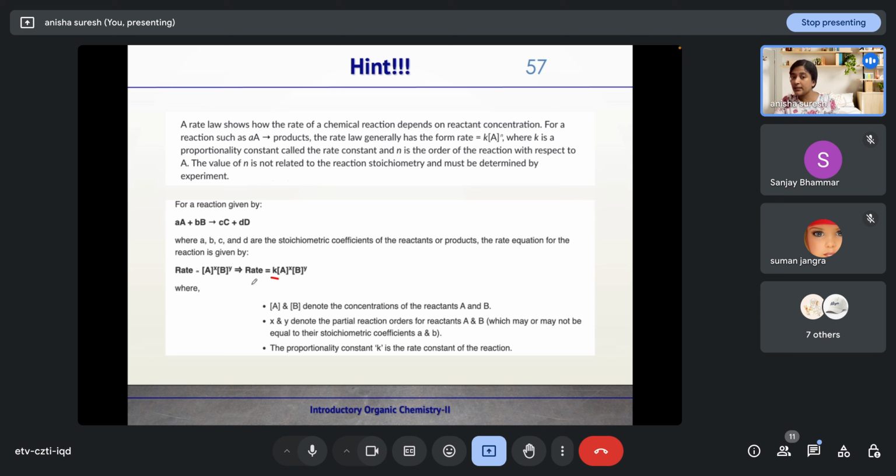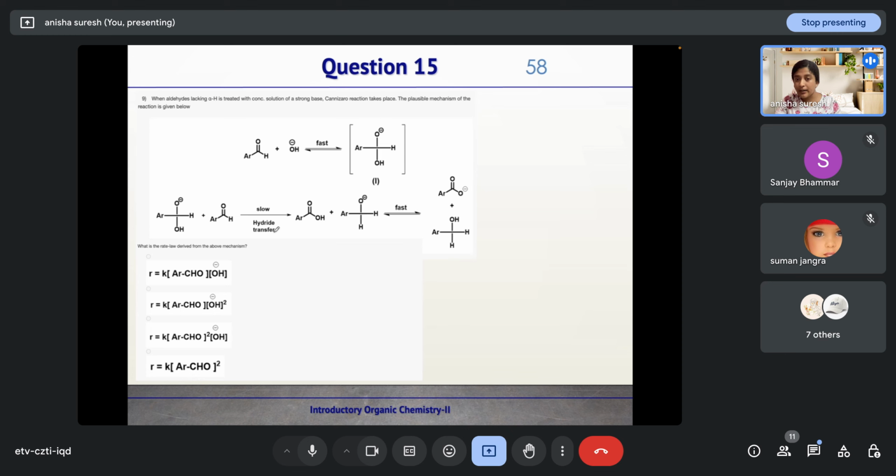So we will consider the concentration of the reactants while calculating the rate law. Here we should consider the slowest step of the reaction while determining the rate constant. So this is the slowest step of the reaction, and these are the reactants. So this is an intermediate. So we should consider the reactants that are giving this intermediate. So two aldehydes and one OH minus we are considering. Two molecules of aldehyde and one molecule of OH minus.